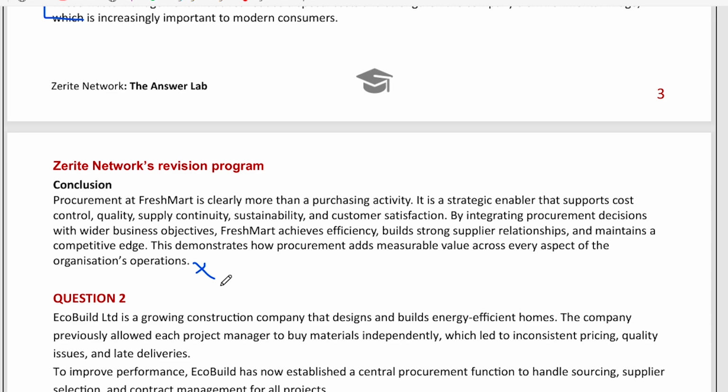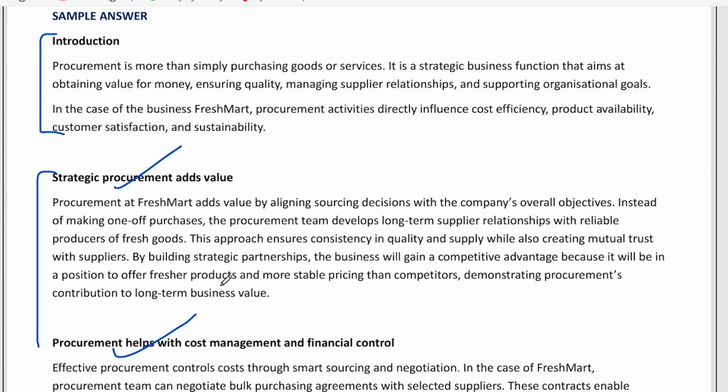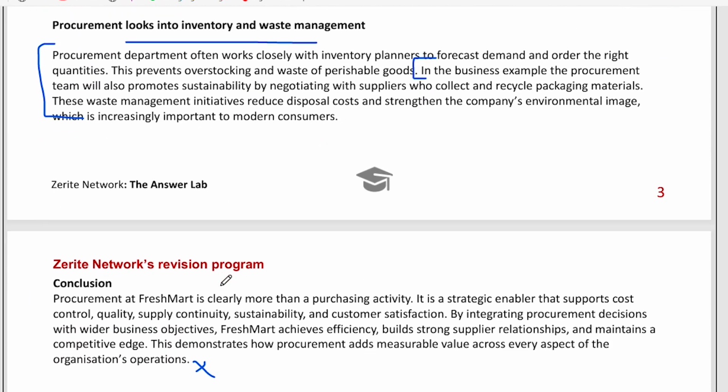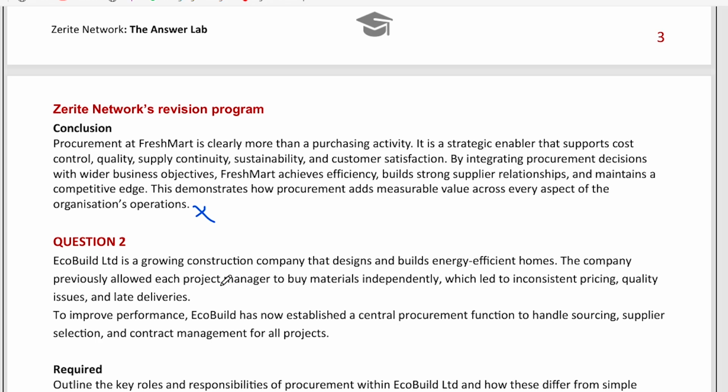So those are two questions. Remember, it's all about how you structure. The thing is, just don't rush into answering the question. Make sure you understand what is needed of you.